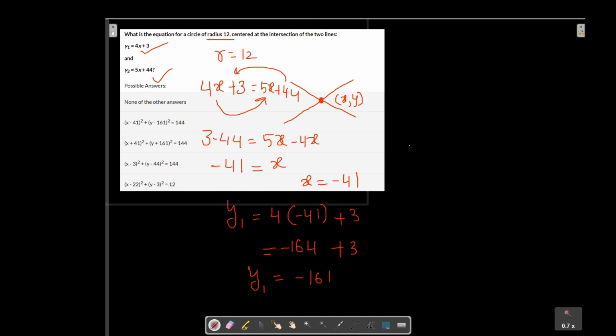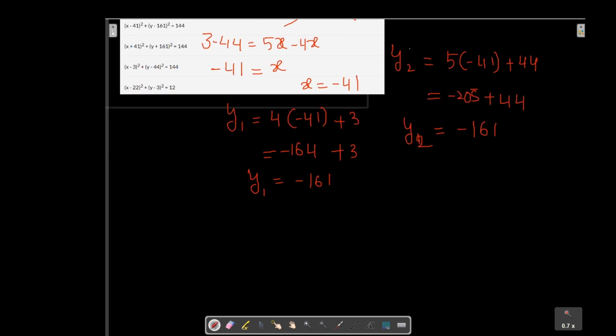Or if you plug x equals negative 41 into the second line equation, you will get the same answer. y2 equals 5 times negative 41 plus 44, which is negative 205 plus 44, which is negative 161. y1 and y2 are both the same. You can plug the x value into any one of the two equations. Now we got x and y: x equals negative 41, y equals negative 161.